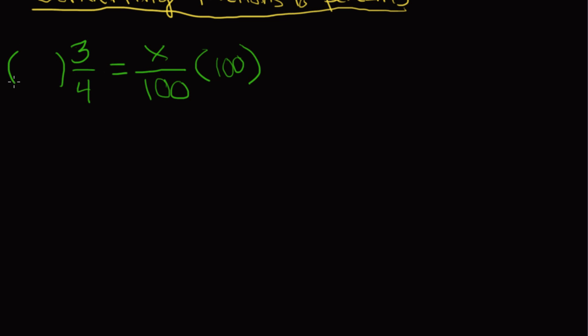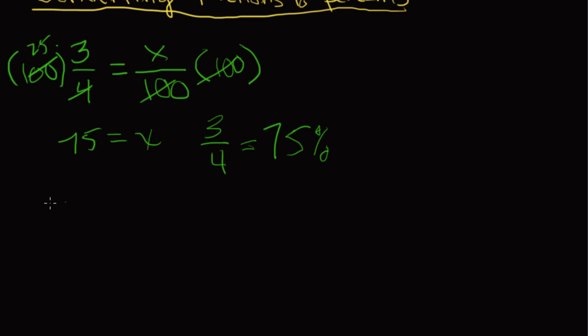Well, if you do it to the right, you do it to the left. This cancels. 100 divided by 4 is 25. 25 times 3, 75 is x. So 3/4 is equivalent to 75%.